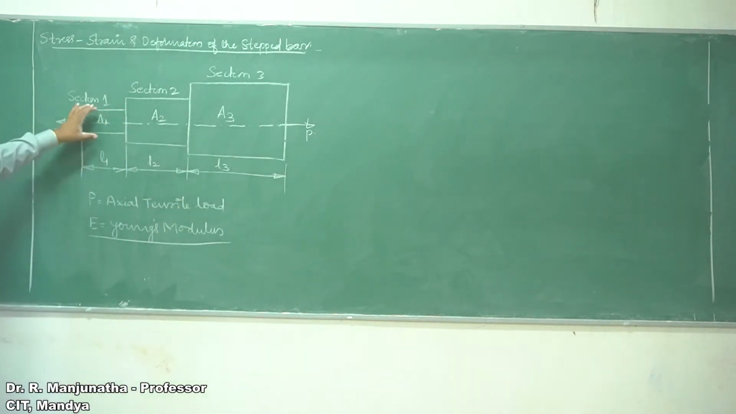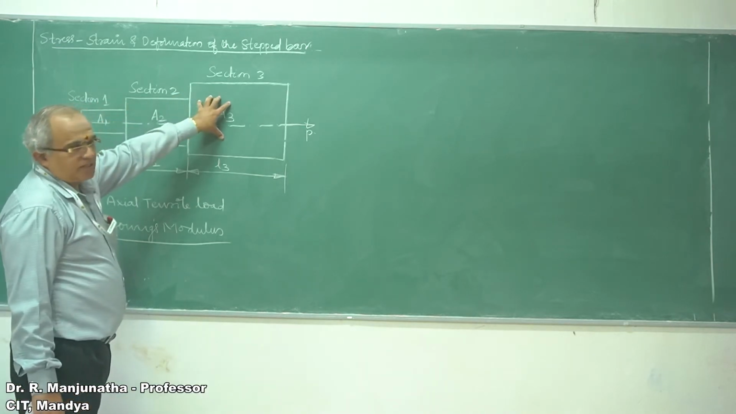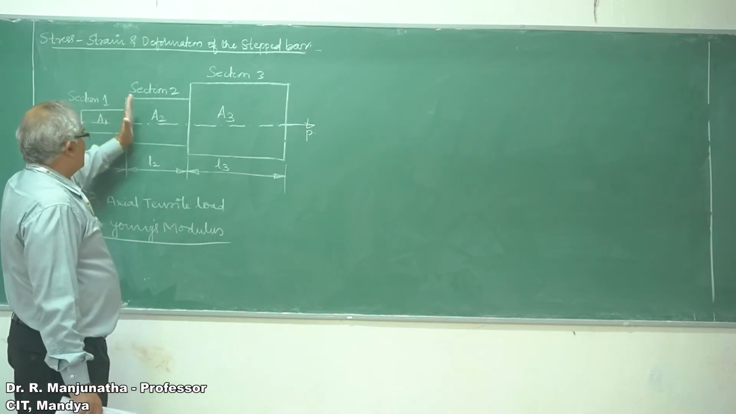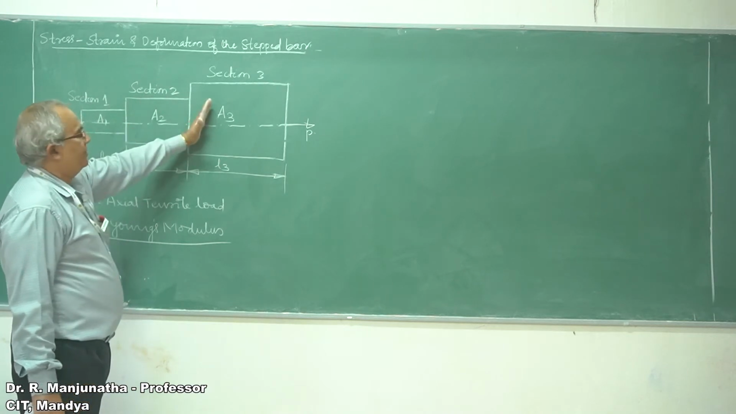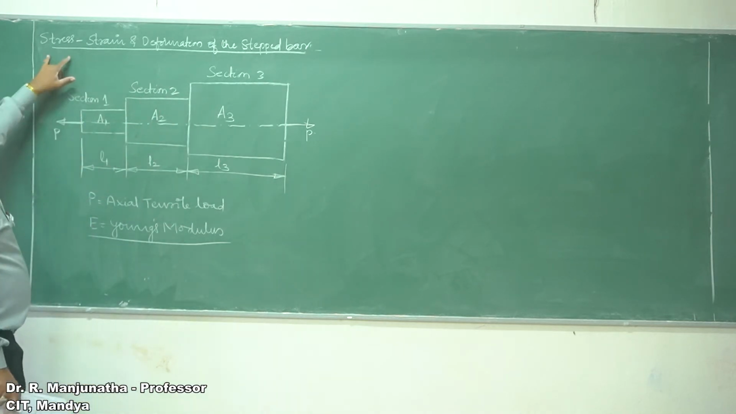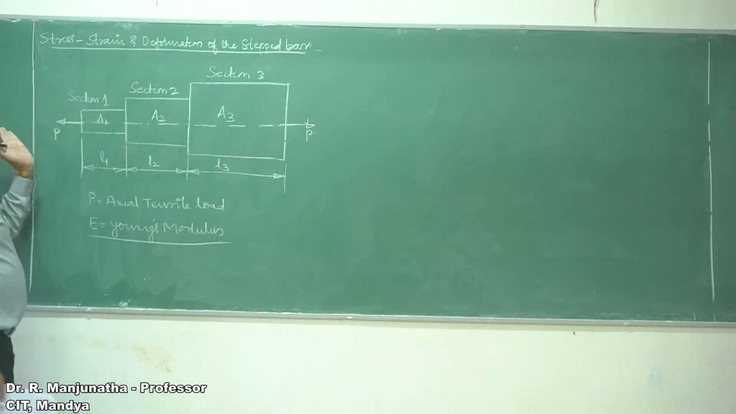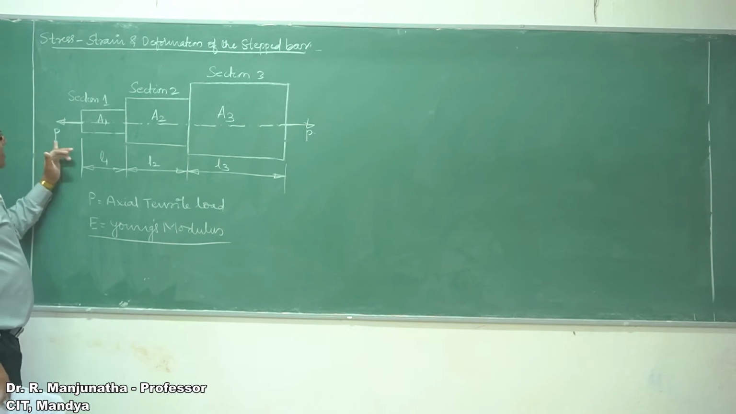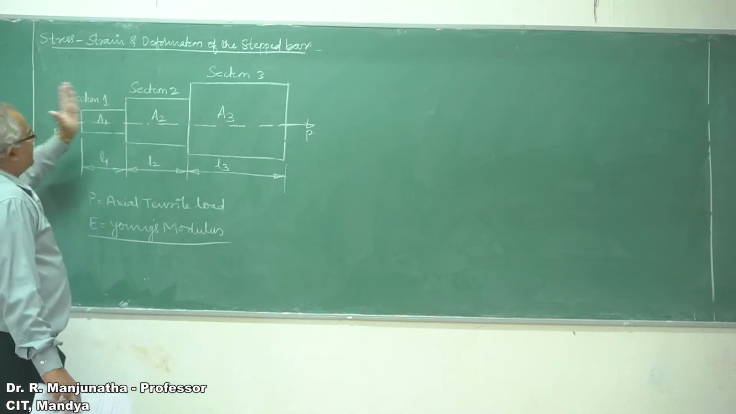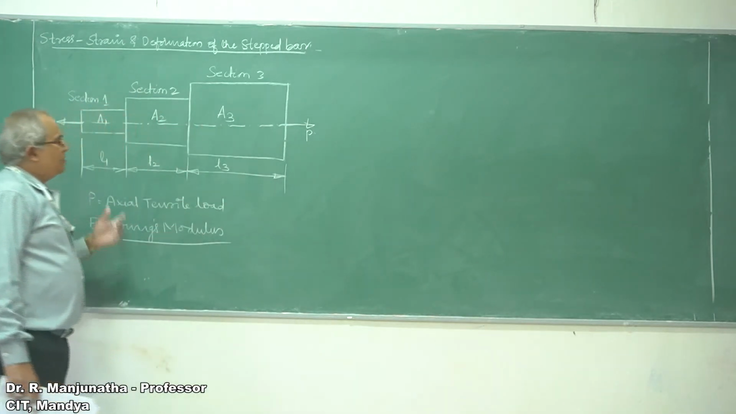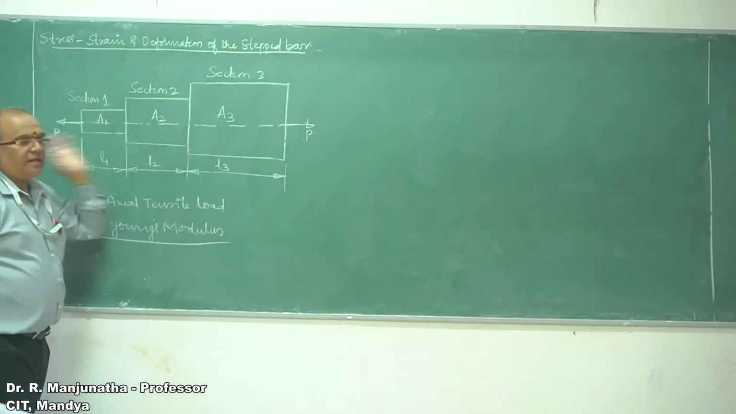And since the diameter is changing at each section, naturally the area of cross section at each section keeps on changing. That is the reason why we have A1 to A3. What we need to find out is the stress and the strain. Since the tensile load is applied at the two ends, the load will be considered uniform at all sections, so the load will remain the same. That is the reason why P is the axial tensile load.